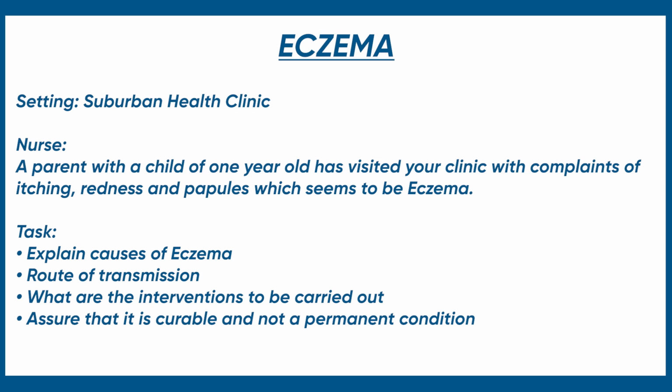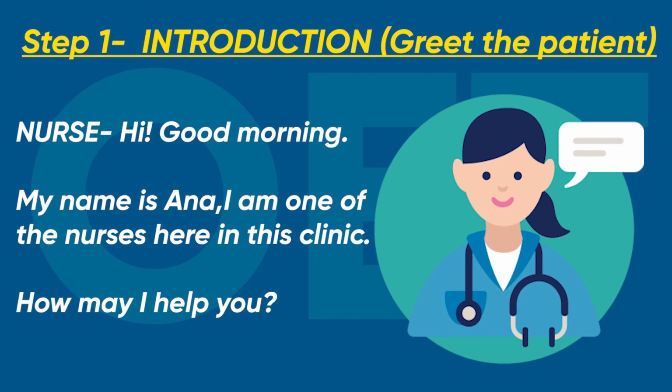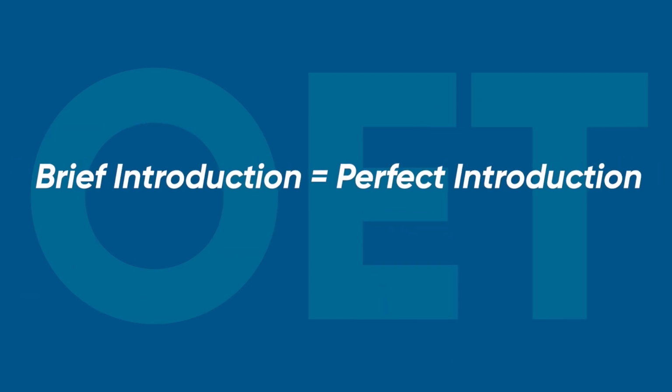He is having papules and vesicles all over the body, and we'll start like this: hi, good morning, my name is Anna, I'm one of the nurses here in this clinic, so how may I help you? This is a good introduction, very brief. You can't say hi, how are you doing, okay, all right. This is not the way. She's worried, so we'll just straight away ask, how may I help you? She'll say that she has brought her baby and her baby has developed some small papules and vesicles all over the body. So you will not waste any time.